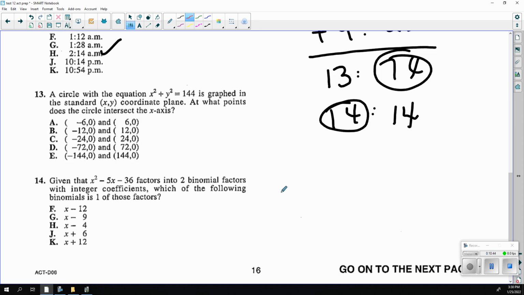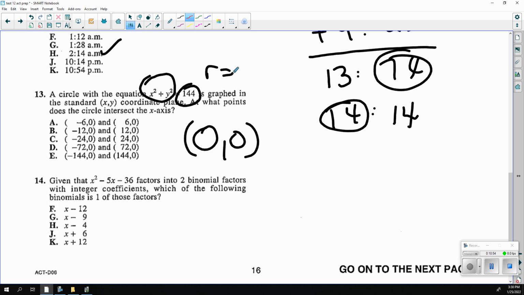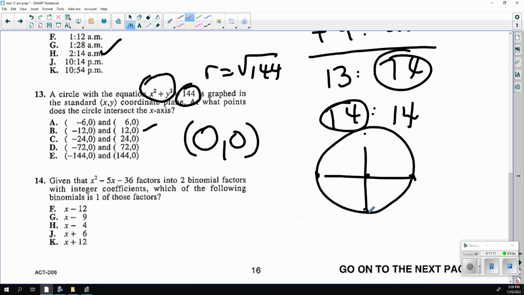Circle equation is next. The circle center is always, when they don't have a number, 0, 0. And the radius there is the square root of 144, which is 12. So there has to be 12 in the answer, because it's centered at 0, 0, and it's going to go 12 to the left, right, and these are all 12.